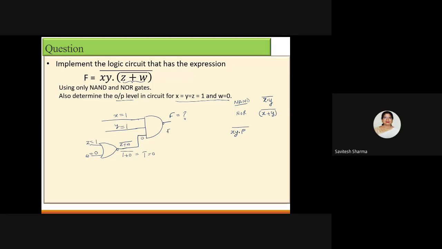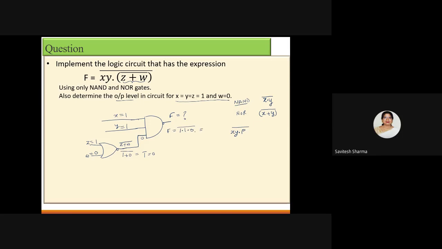So what is NAND operation? NAND operation is input, next input and next input. So 3 inputs are there. First input is 1, second input is 1, third input is 0. So 1 dot 1 dot 0 and then complement.